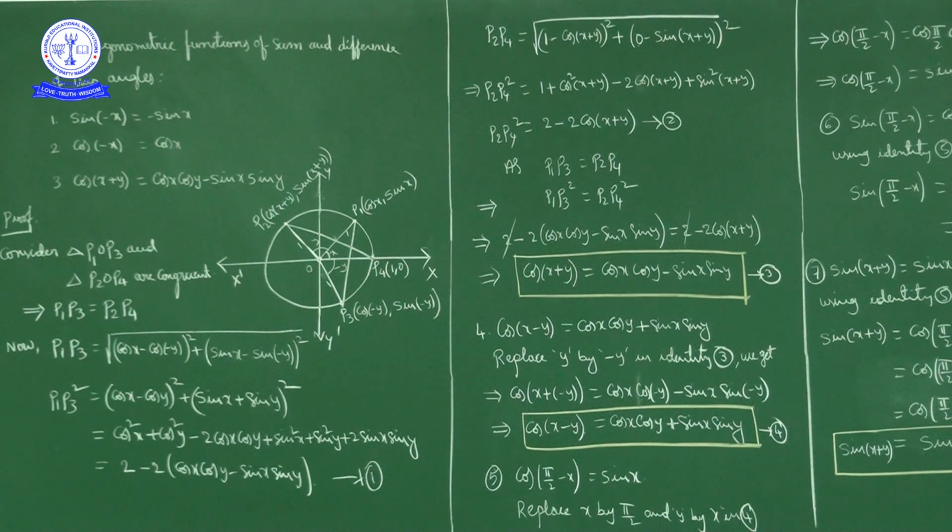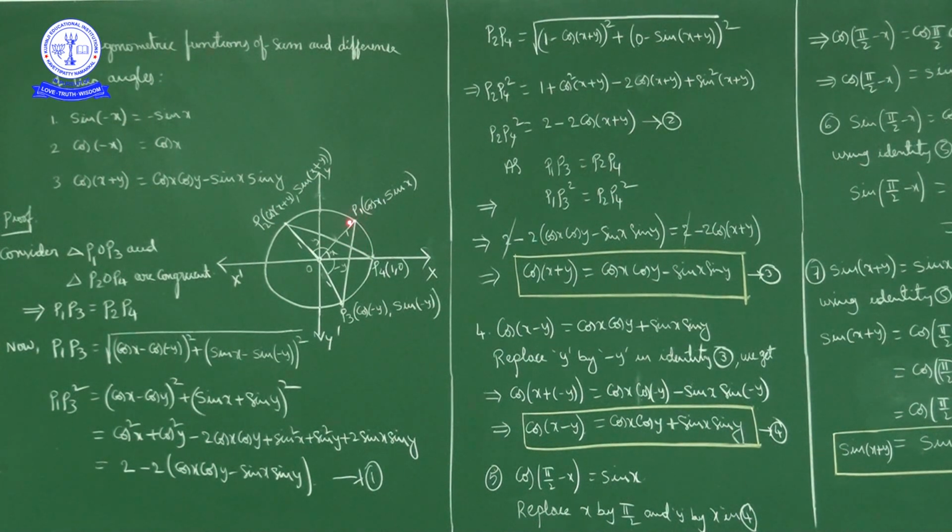Now, to prove this, I will consider a unit circle, a circle of radius 1 unit, centered at the origin. Here I will consider P4 as the point 1 comma 0. The angle P4 O P1 is x, and this is a unit circle.